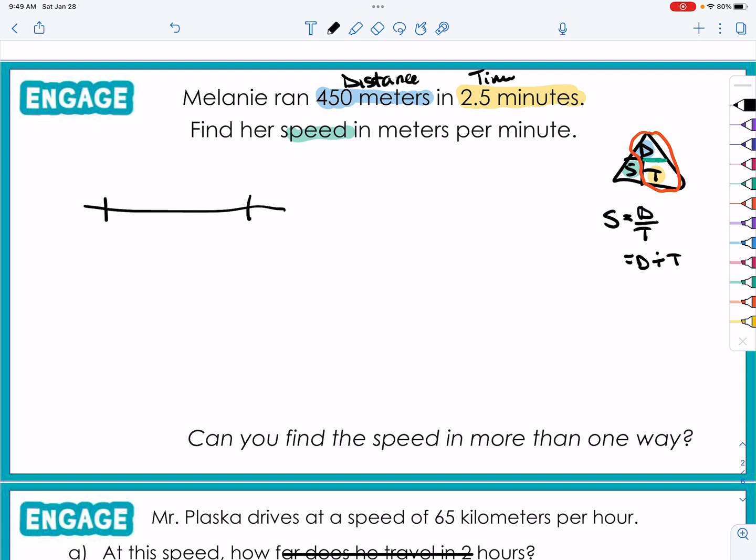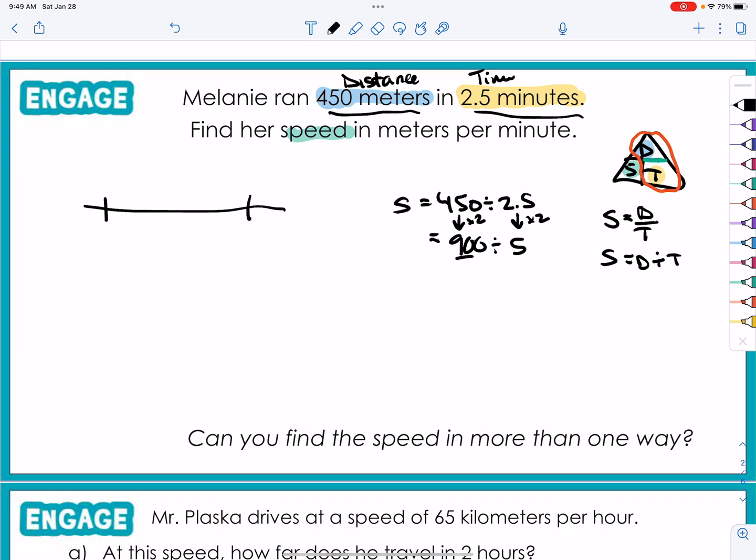So now that we've identified our formula here, we know the pieces of information, we know those values for distance and time. So speed equals 450 divided by 2.5 minutes. Now, to solve this, there's many ways you can go about this division. I am going to just use a proportional relationship because I know if I multiply this by 2, that's 5. So I need to multiply this by 2 as well, and that's 900. So now I'm doing 900 divided by 5.